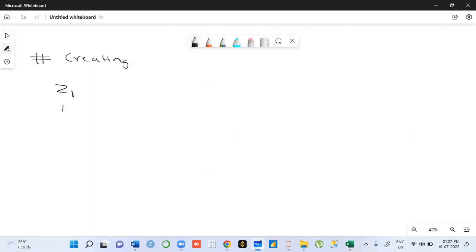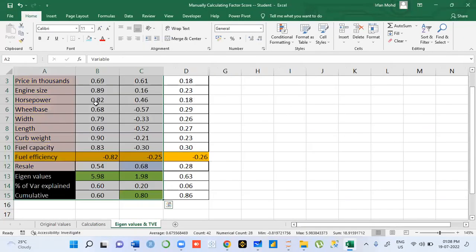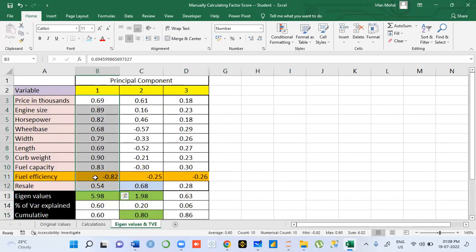Okay. To create Z1, I follow the steps. What are the steps I do? I just do column sum. Then I compute overall sum. Then what I do? ये क्लियर हो गया अनिशा? यस सर. Using these steps, what I get, guys? Z1. तो ये Z1 number clear हो गया for everyone. यस सर. Do you want to write equation now?